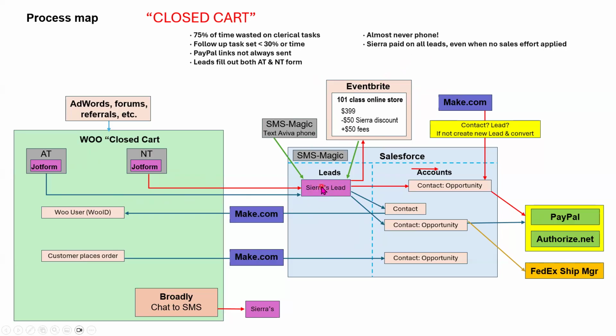Then because 100% of leads go through Sierra, she has a thumbprint on every single lead. She gets paid on all leads, even when no sales efforts are applied. So if the customer came in and they are ready to buy and they're going to buy no matter who they talk to or don't talk to, she still gets commission on that. Many times all she's doing, for these people who are looking for the classes, is sending a blanket standard template text that says, here's the class date, here's the class time, here's your coupon, go to Eventbrite, here's the link, and they go and buy, and that's it. So she had no interaction and she automatically gets a $50 commission.